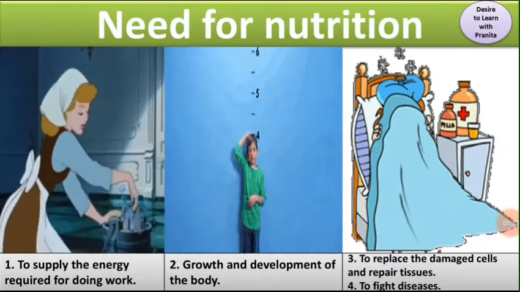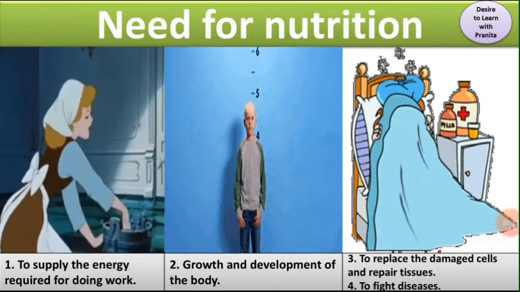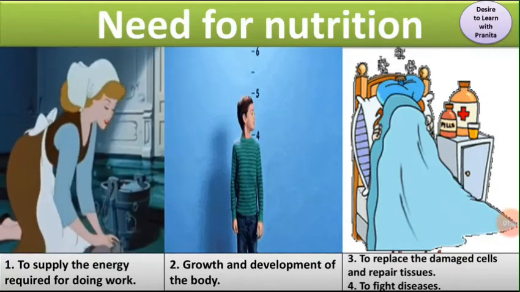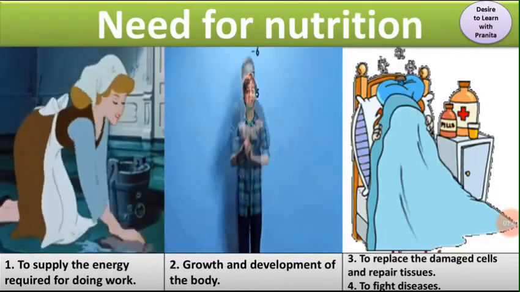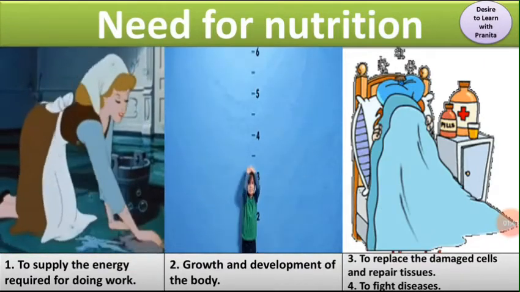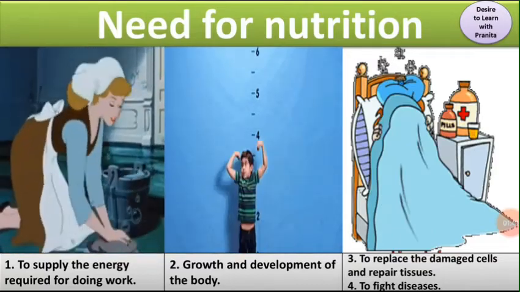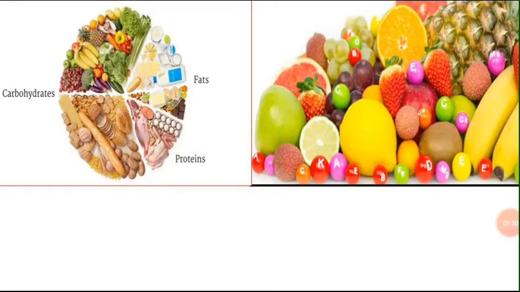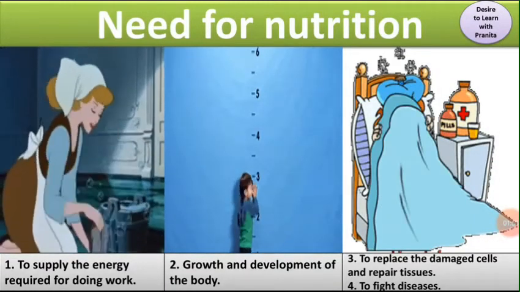Third, to repair the damaged cells and repair tissue. That means when we get hurt or injured ourselves, at that time we need to take healthy food for repairing our tissue. Fourth point, to fight disease. For fighting disease, at that time also we need to intake nutrition.